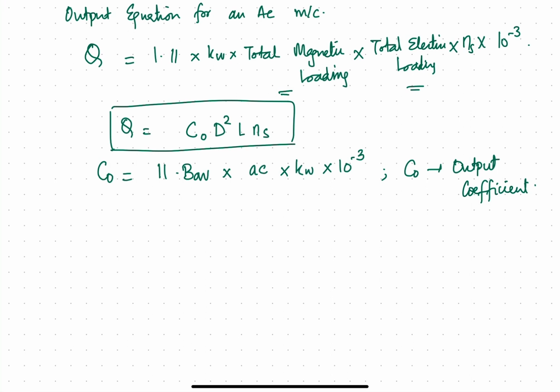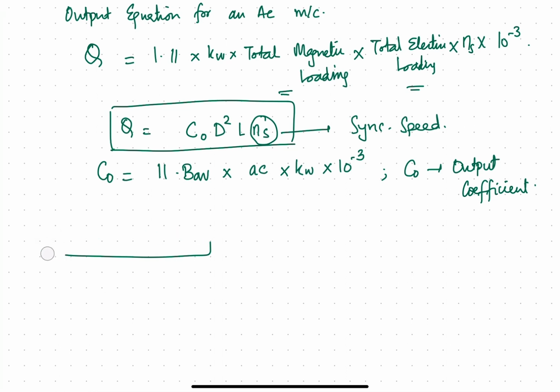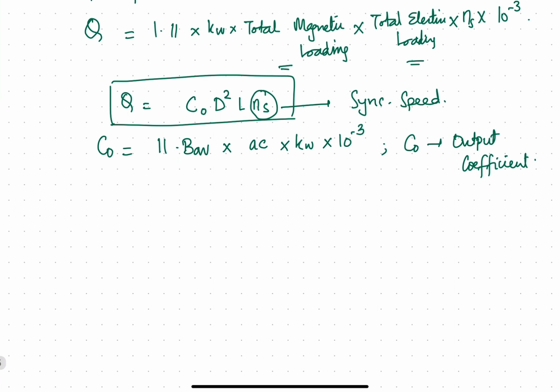And if you recall, for the DC machines as well, we had a similar expression. For DC, it was C naught D square L n. The difference here is that the output coefficients are different for DC and AC, and in case of AC, this ns is the synchronous speed. Now moving forward, we will talk about the various factors influencing the size of the rotating machines.